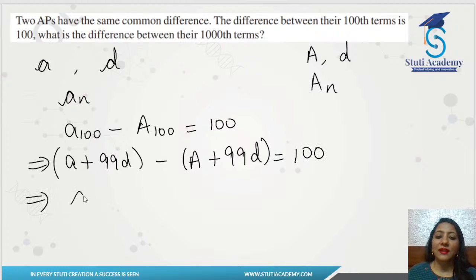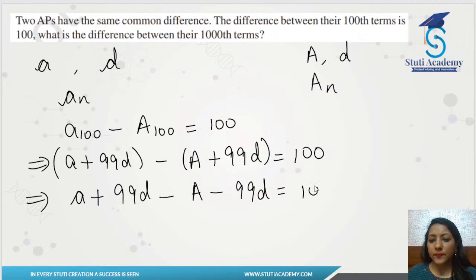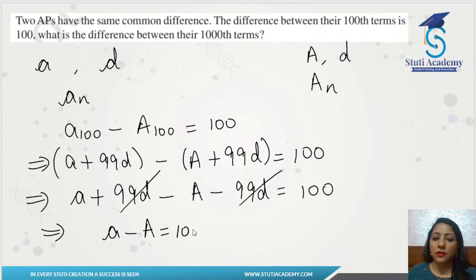So we have here a plus 99d. We can take this minus inside. We will get minus A minus 99d is equal to 100. These two will get cancelled and then we have a minus A is equal to 100. That's the first equation. This is a relation which I've got between both the first terms. I'll just keep it aside and I'll be using this in the next step.